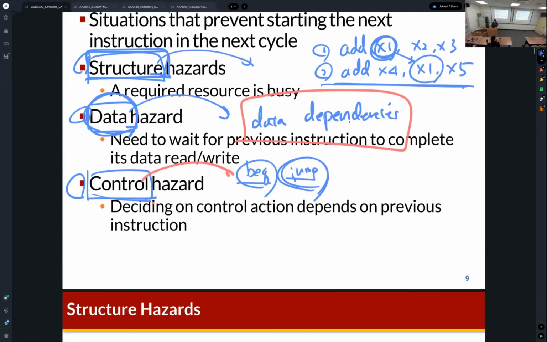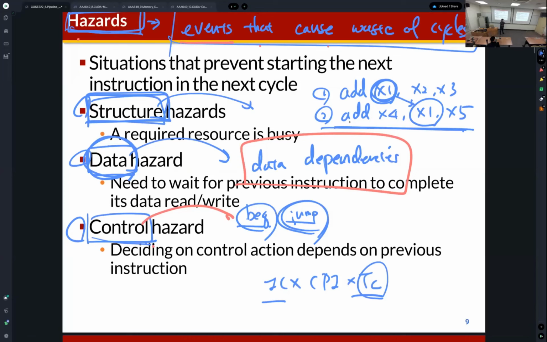Because of performance, like instruction count, CPI, and clock cycle time. So with the pipeline architecture, we can reduce the clock cycle time, and the instruction count is the same. But how about the CPI?